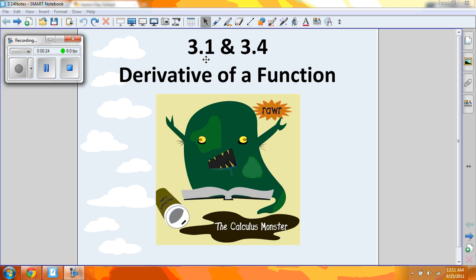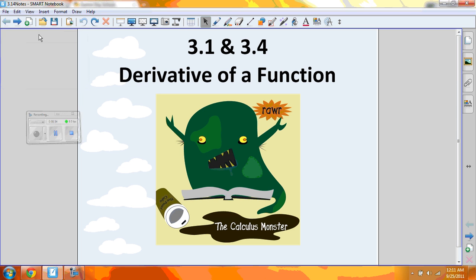And then the second part of 3.1 is going to be in your next video, and that's on differentiability of a function, and that'll be your 3.1 and 3.2 video. So it kind of makes sense if you look at it from my point of view, why I'm kind of mixing things up for you.